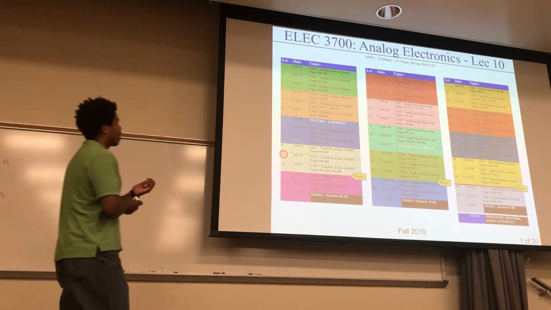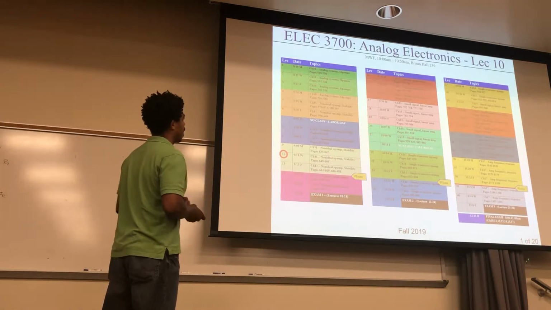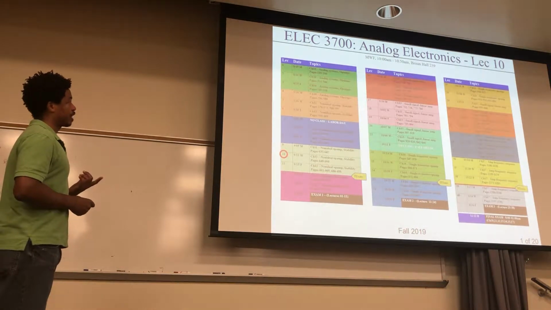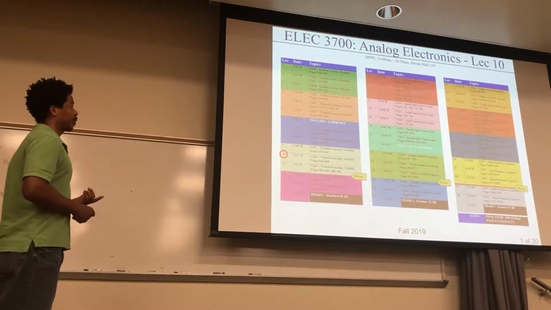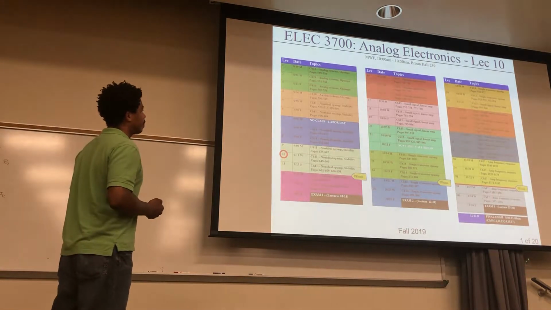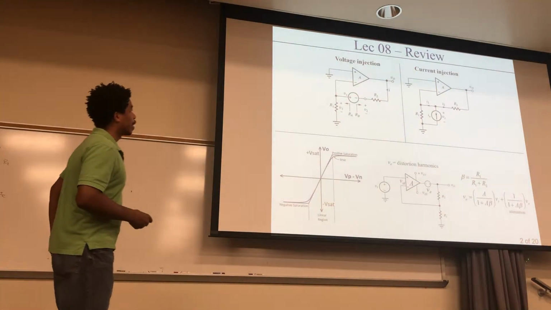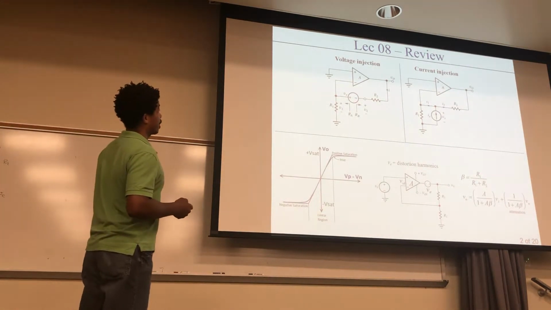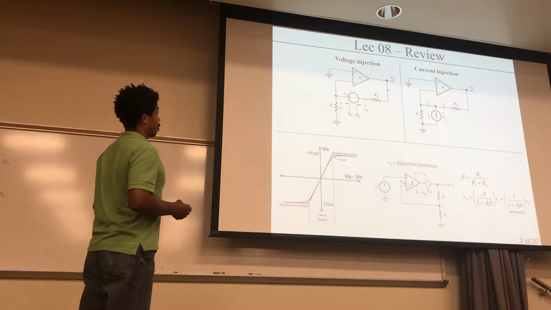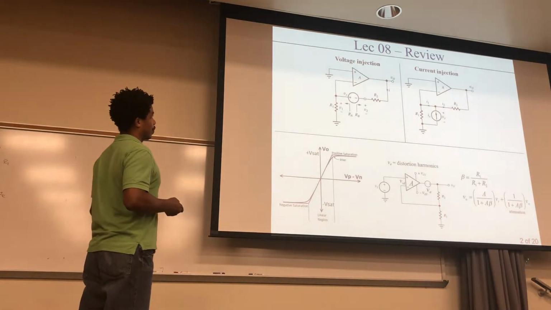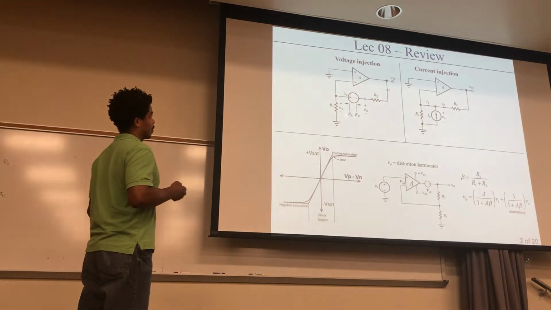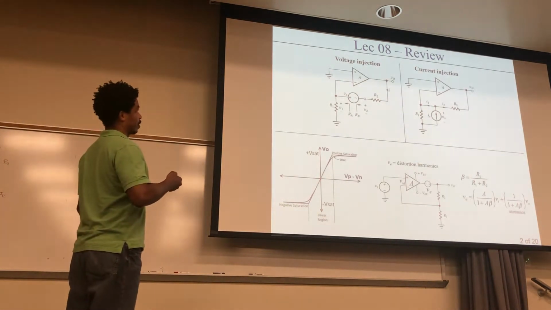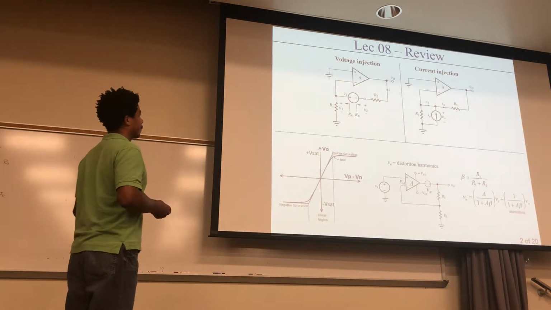We're going to continue where we left off with non-ideal amplifiers. Today we'll look at a few concepts such as common mode, and also the frequency and bandwidth of these amplifiers. For review, in lecture 8 we looked at voltage injection and current injection, and last time we did a little more investigation to see what was going on here. A couple of you presented me with a really great solution to this, so I'll go over that today.